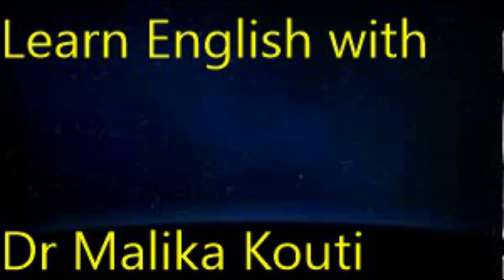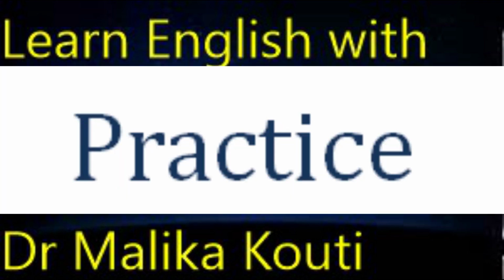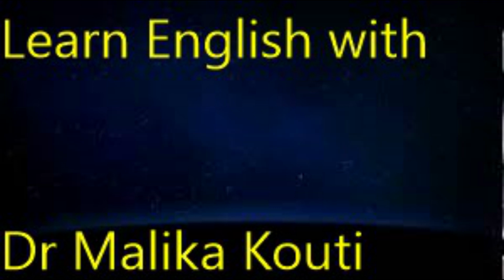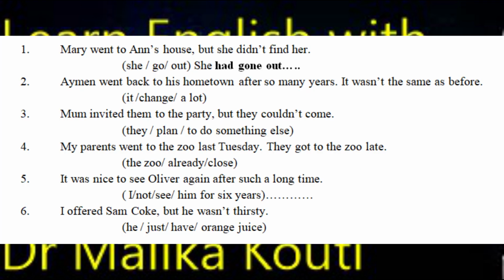Great. Now, let's practice. Read the situations and write sentences from the words in brackets. Number one, and it is given. Mary went to Anne's house, but she didn't find her. So we have been given words in brackets: she, go and out. So she had gone out. Okay, you're going to do the same with the remaining sentences.